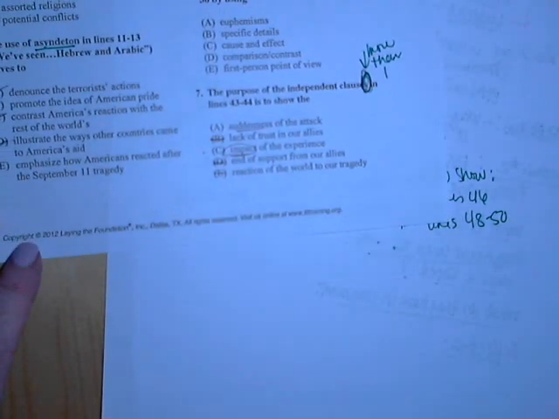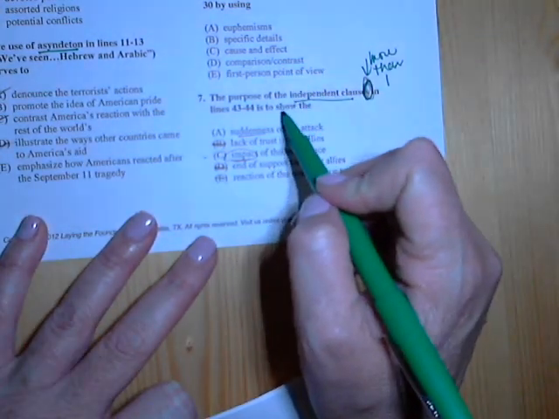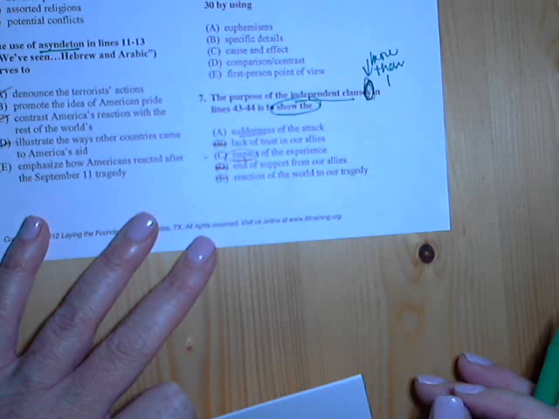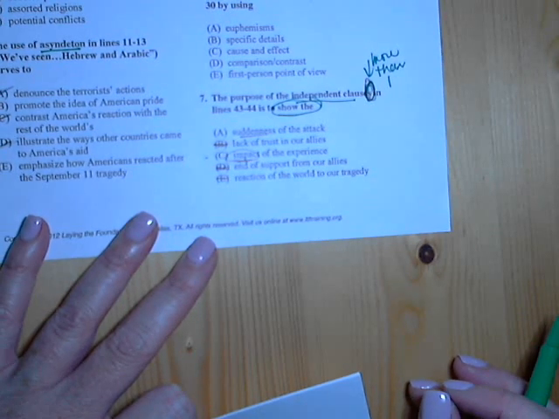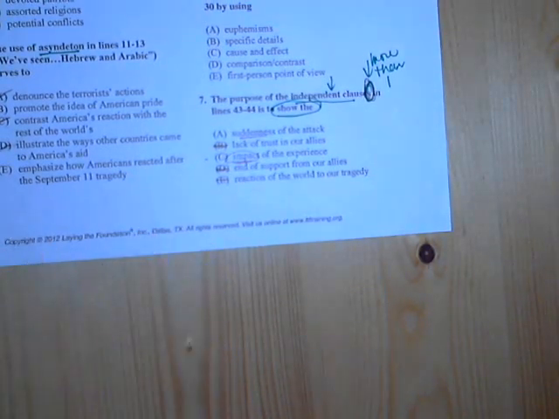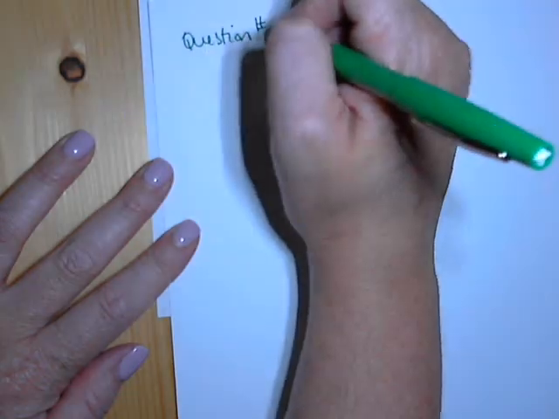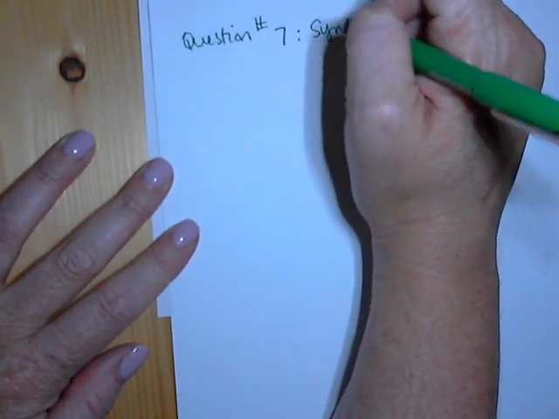What about number 7? What would you say question number 7 is? I would say it would be syntax. Because what I'm looking at is the independent clause, but what is it showing? And why I would say it wouldn't be author's purpose is because I'm looking at the independent clause. Okay. So question number 7: syntax.